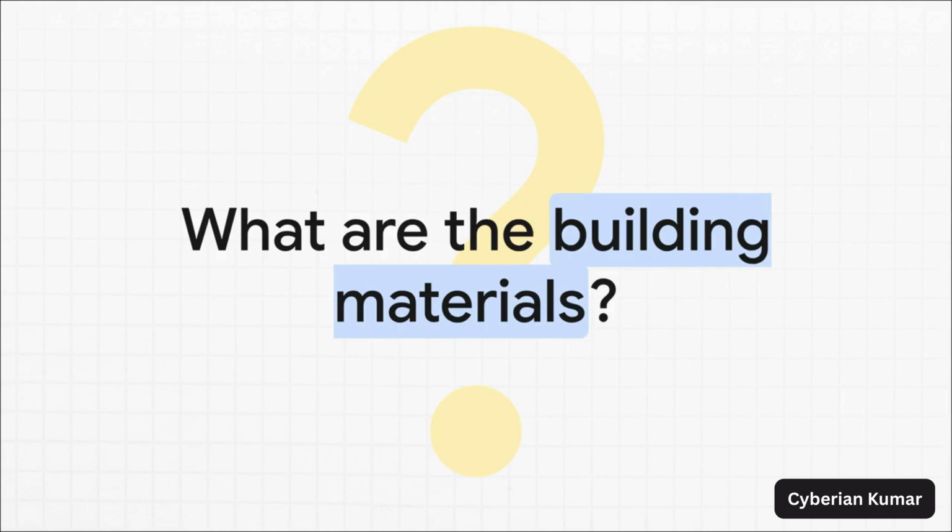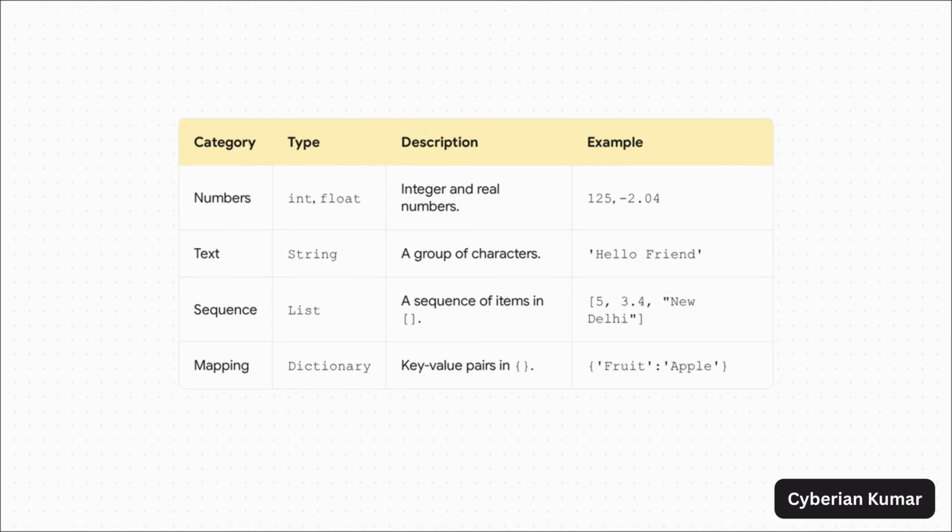Right. So, if variables are our boxes, what do we actually put inside them? Just like a builder needs wood and steel and glass, a programmer needs different kinds of data to build with. And here are the most common building blocks in Python. You've got your basic numbers, for both whole numbers and decimals. You've got text, which we call strings. And then you've got these really useful containers, like lists for keeping things in order, and dictionaries for storing connections between things, like a word and its definition.